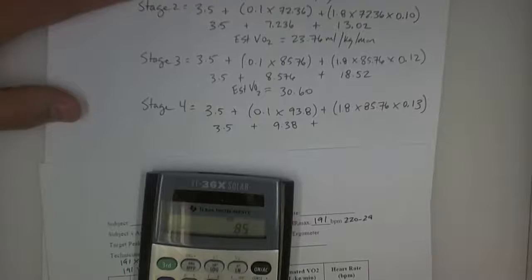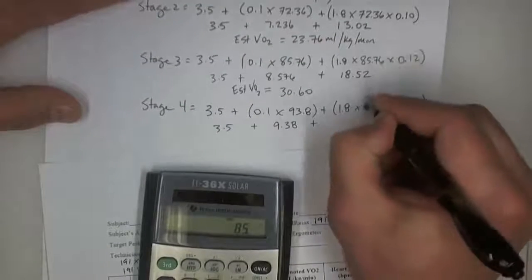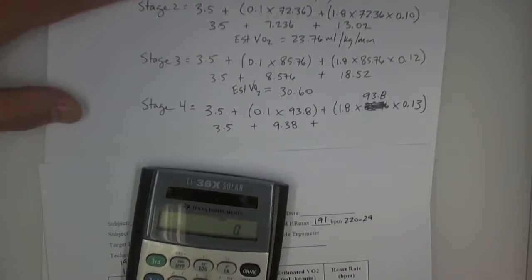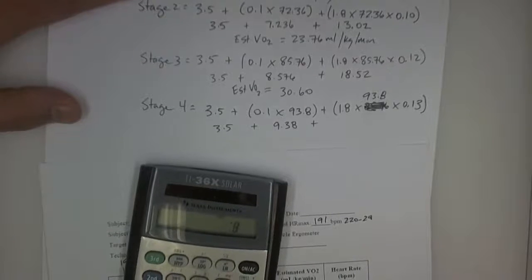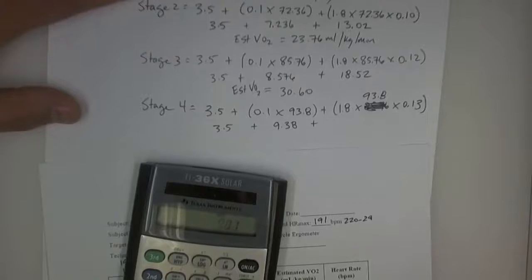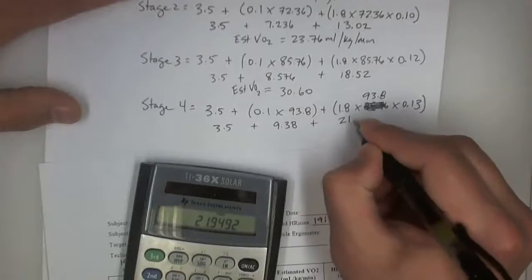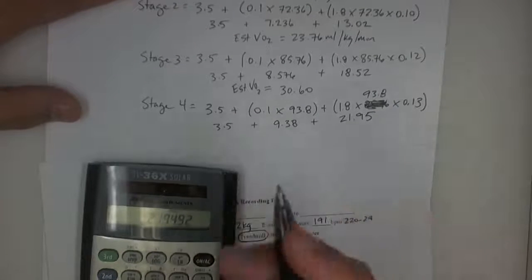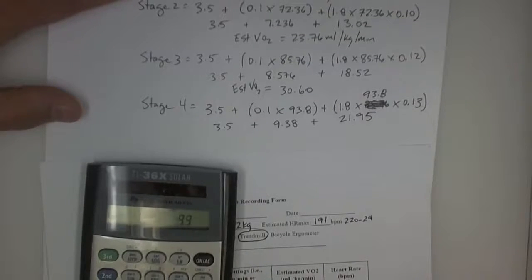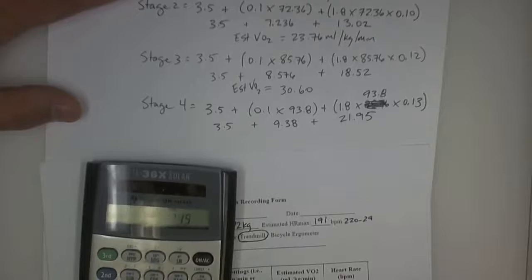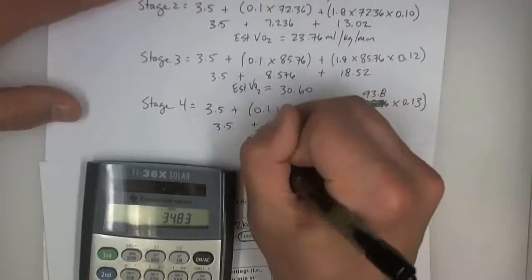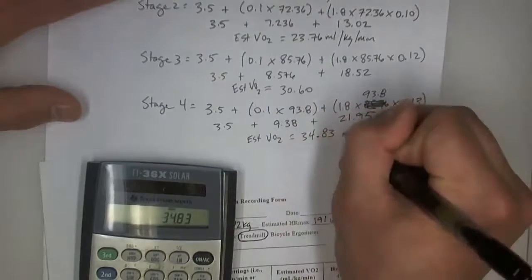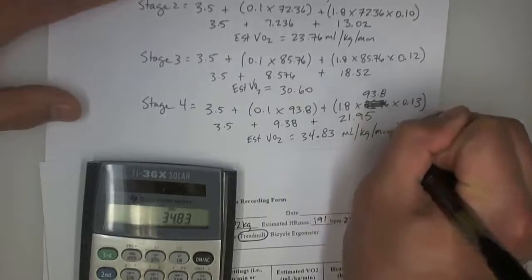times 85 point, sorry, I typed in the wrong number, 93.8. Repetition got me. All right, 1.8 times 93.8 times 0.13 gives me 21.95. We'll add those three values together. 3.5 plus 9.38 plus 21.95 gives us an estimated oxygen consumption of 34.83 mils per kg per minute.